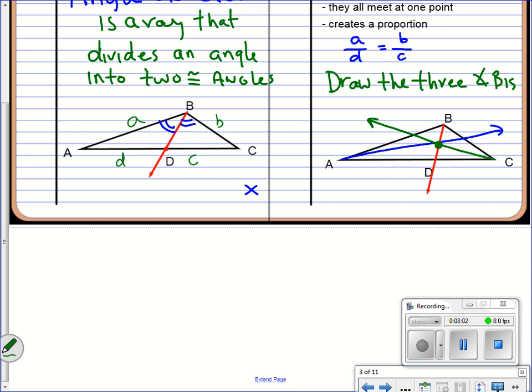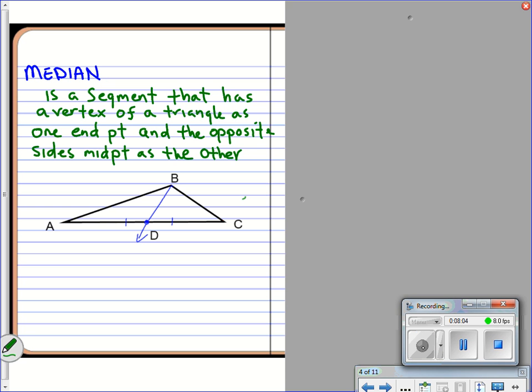Let's move on. Next up, a median. A median is a segment that connects a vertex to a midpoint. So D in this case is a midpoint, and you can tell that by these marks here that show that they're congruent. Okay, so there we go.